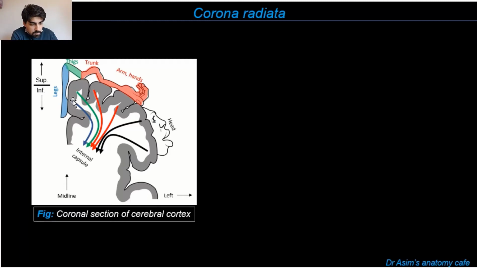Now, what you can see over here is that the fibers are radiating down from the cerebral cortex. These fibers are known as the corona radiata. They're going to pass down in a region between the thalamus on the medial side and the basal nuclei on the lateral side. The corticospinal tract fibers are going to travel down through the corona radiata.